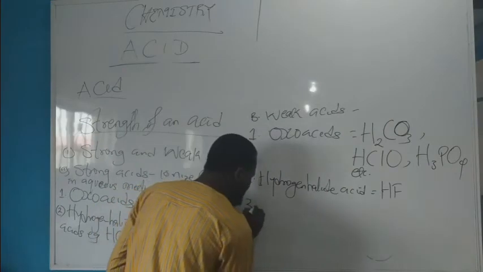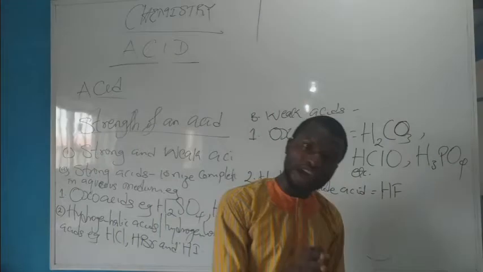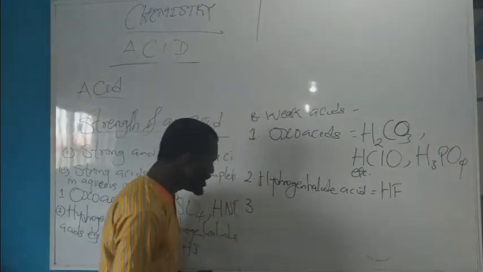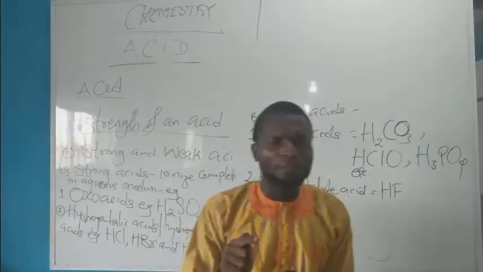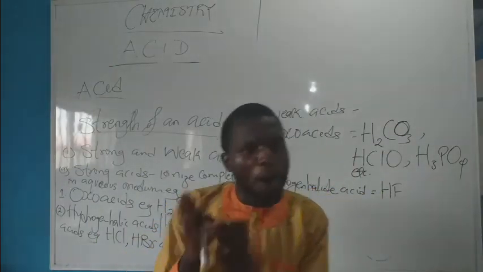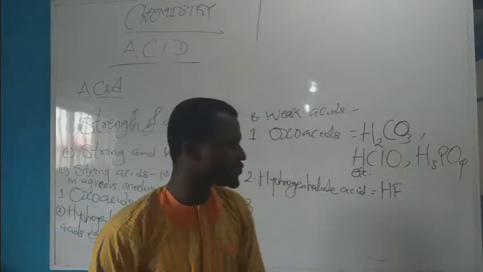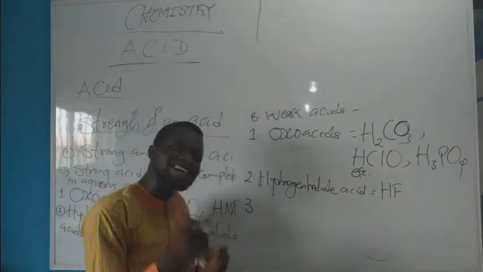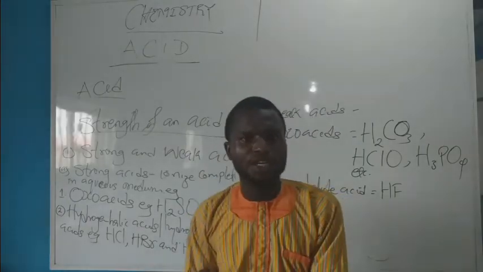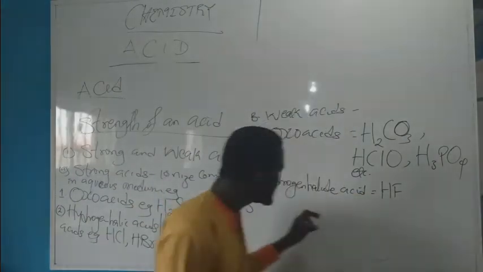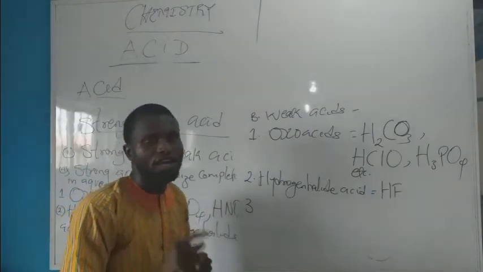Then another, third category of weak acid, that sometimes seems very surreal and strange to most students and teachers, is an acid in which the H atom is linked or bonded to atoms other than O and what? A halogen. I repeat, an acid in which an H atom is bonded to atoms other than an O atom or a halogen atom.